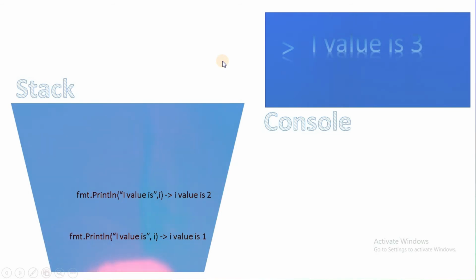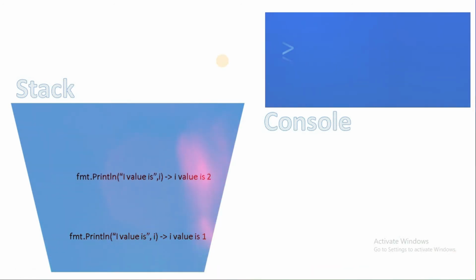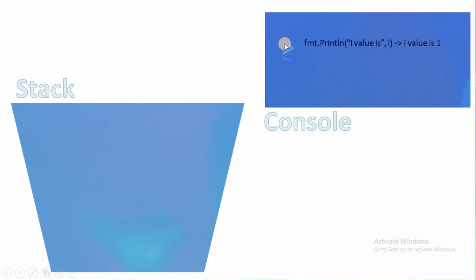After that, it's picking up the next value. So in this statement, i value is 2. That's what it's displaying, i value is 2. After that, it's picking up the value from the stack. So in this statement, what is the i value? 1. That's what it's displaying, i value is 1.